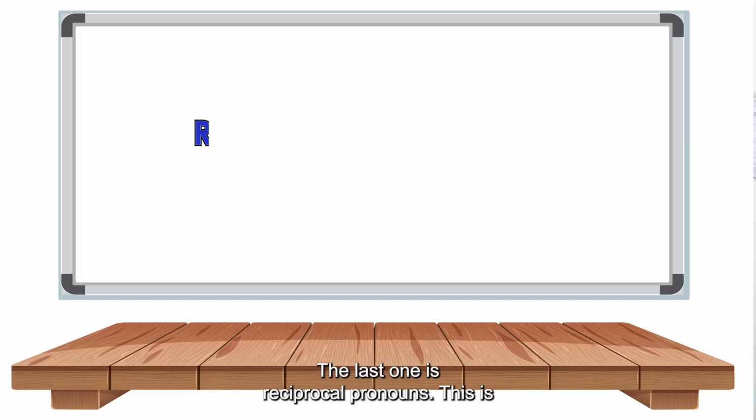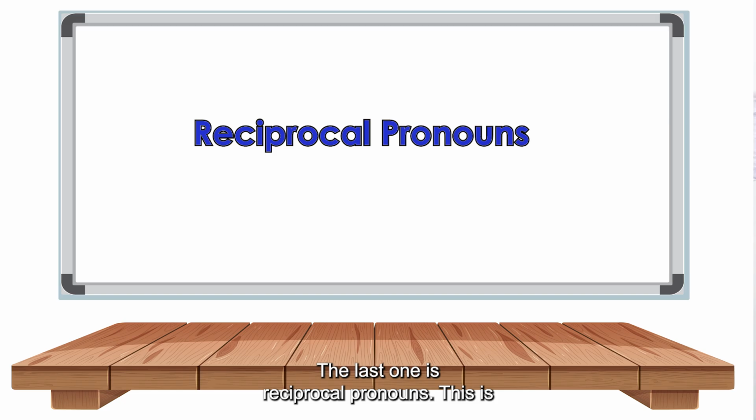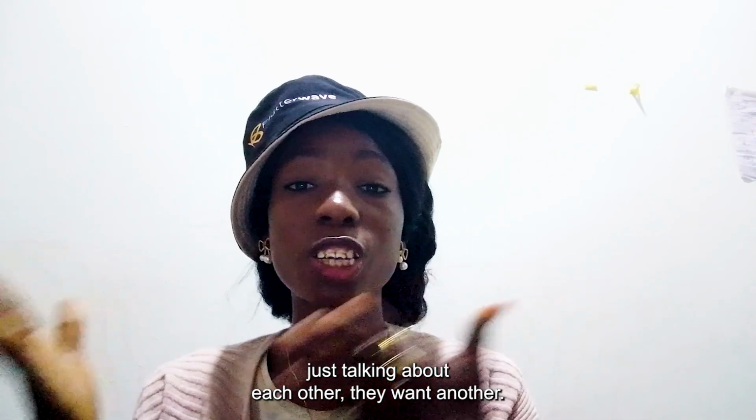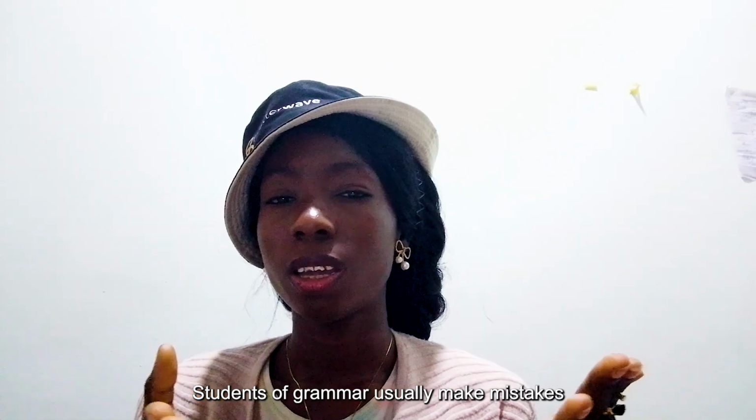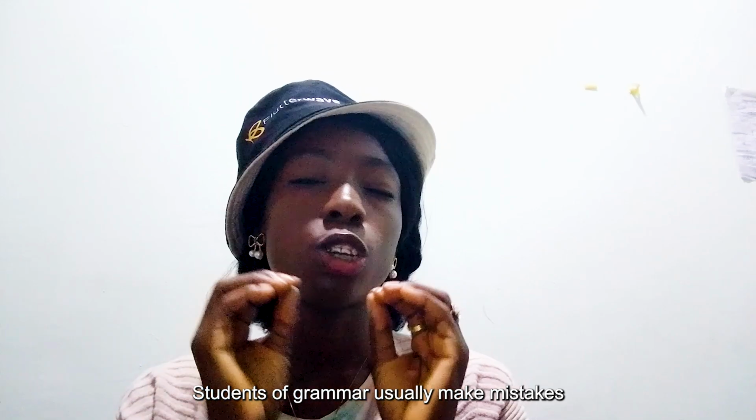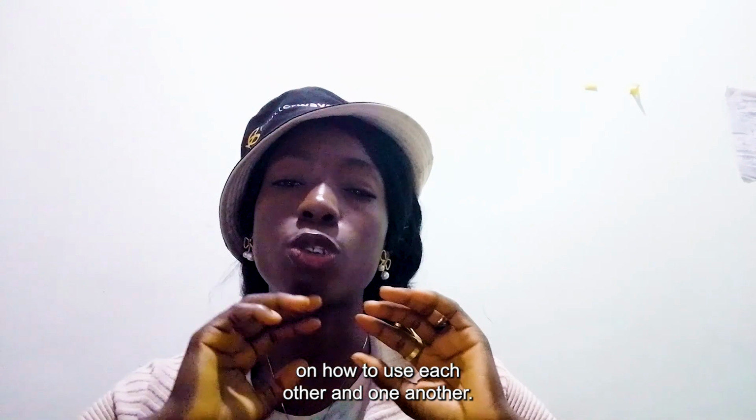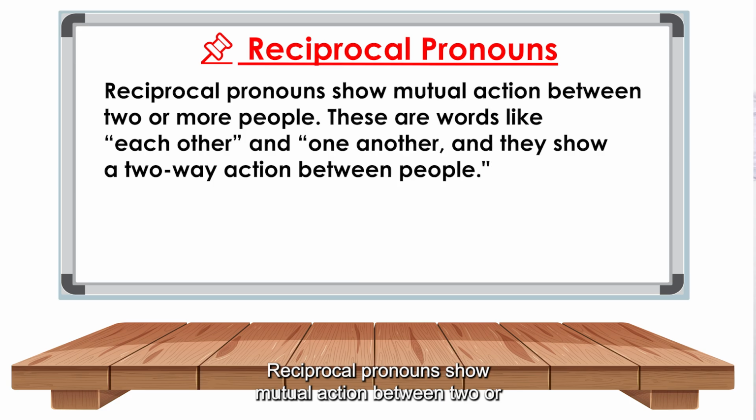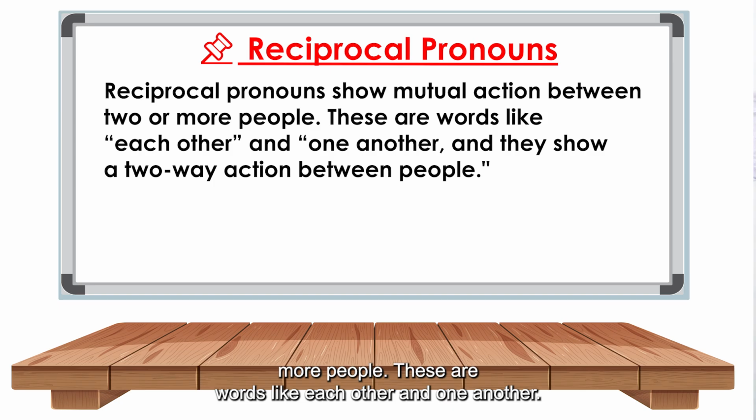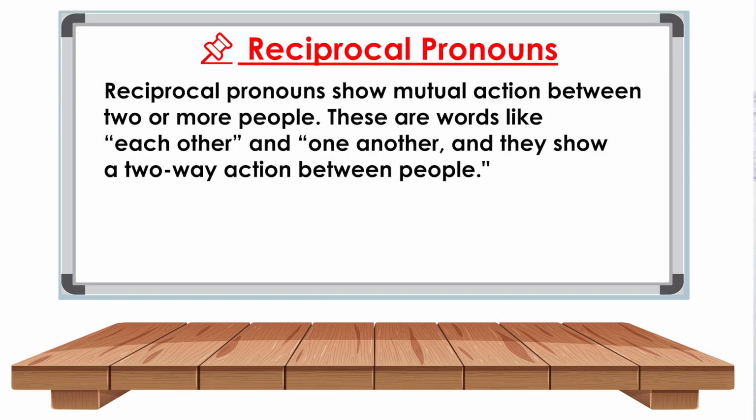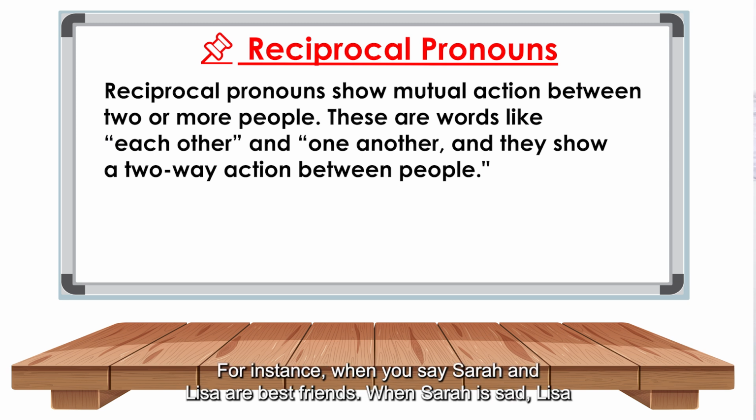The last one is reciprocal pronouns. This is just talking about each other, then one another. Students of grammar usually make mistakes on how to use each other and one another. Reciprocal pronouns show mutual action between two or more people. These are words like each other and one another, and they show a two-way action between people.